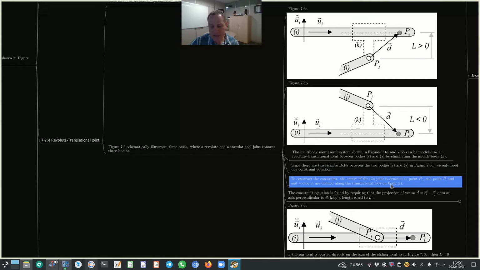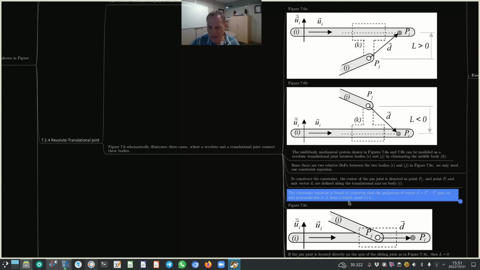Now, to construct the constraint, the center of the pin joint is denoted as point Pj, and point Pi and unit vector Ui are defined along the translational axis on body I. So point Pj is where the rotation happens, and then point Pi, this point over here, as well as the unit vector Ui indicated here, the point and the unit vector are defined along the translational axis on body I.